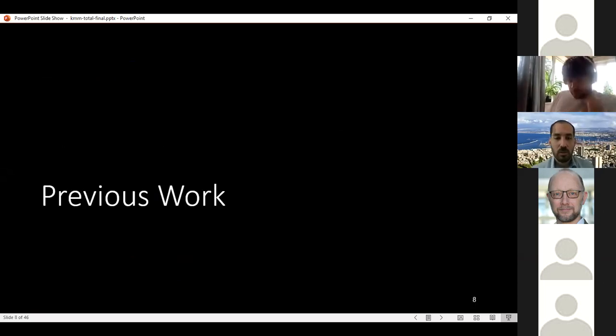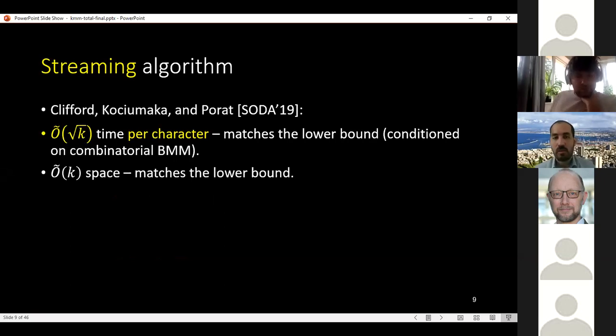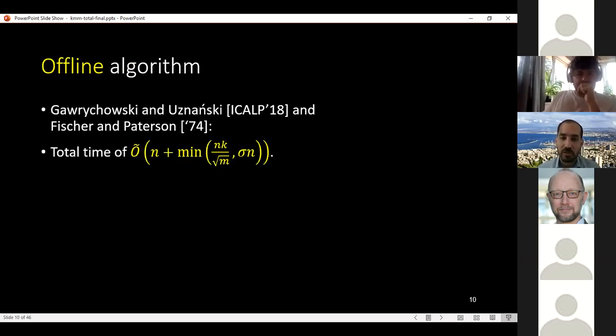So the state-of-the-art result for this problem is by Clifford, Kociumaka, and Porat from SODA 19. They have an algorithm with O tilde of square root k time per character and O tilde of k space. Both the time and space are optimal. The time is due to a conditional lower bound, conditioned on combinatorial BMM, and the space is optimal due to an information theory lower bound, which is stronger.